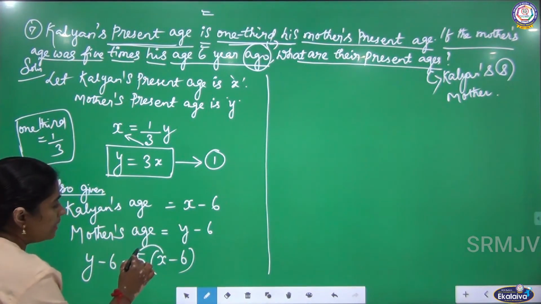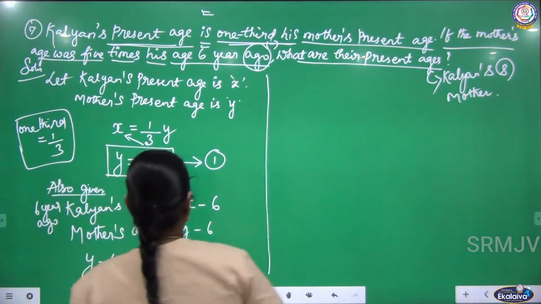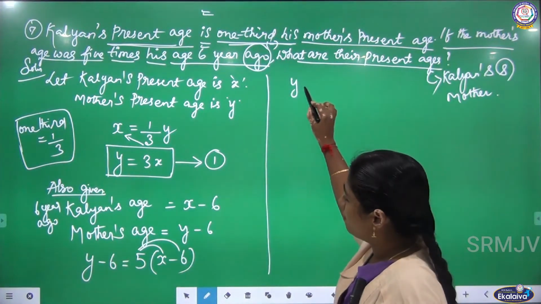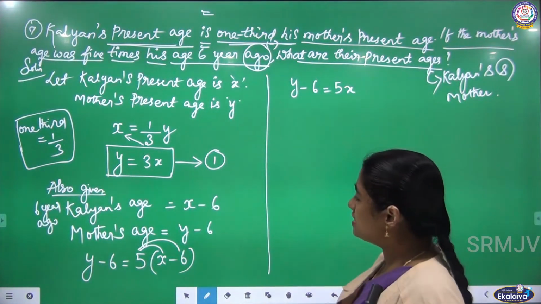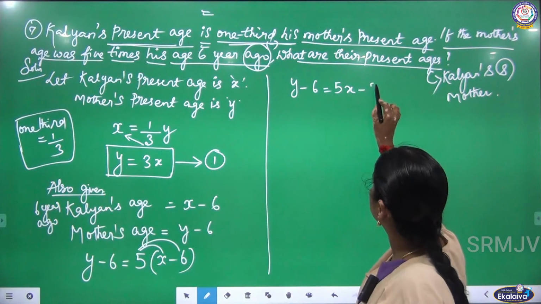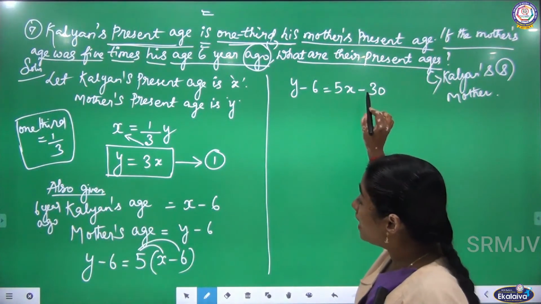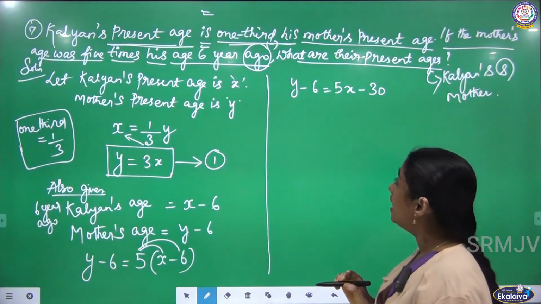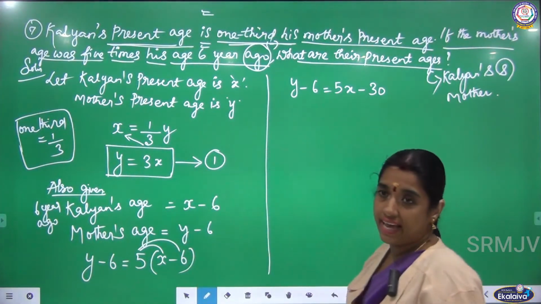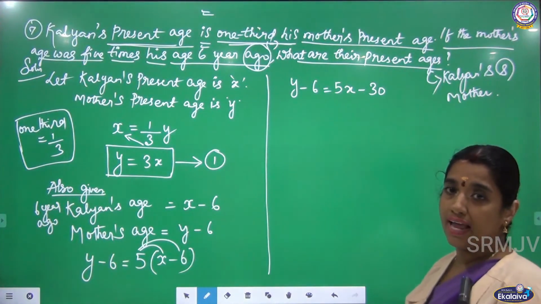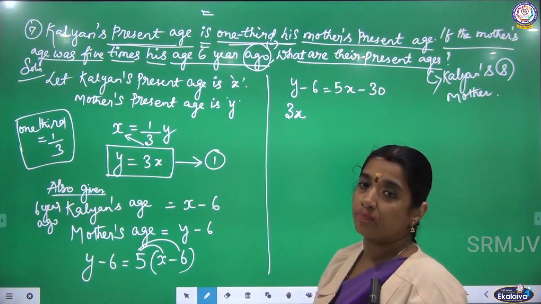Now I can multiply this. 5 into x is 5x. 5 into 6 is 30. Listen, y minus 6 is equal to 5x, and 5 sixes are 30, that is minus 30, because minus is there. So 5 into minus 6 is minus 30. Now I can substitute here. Here y is equal to what? 3x. So instead of y, I can substitute 3x.